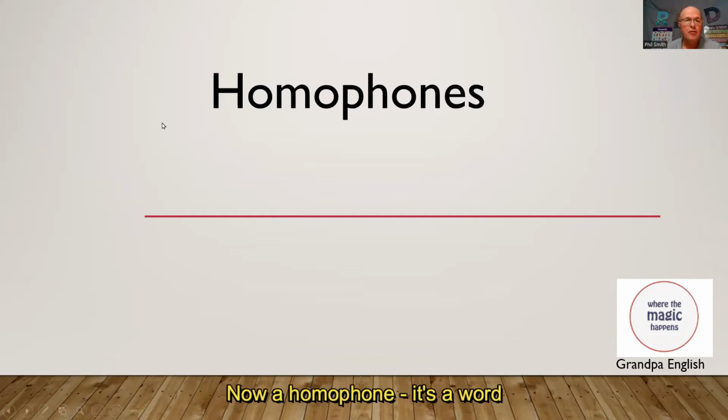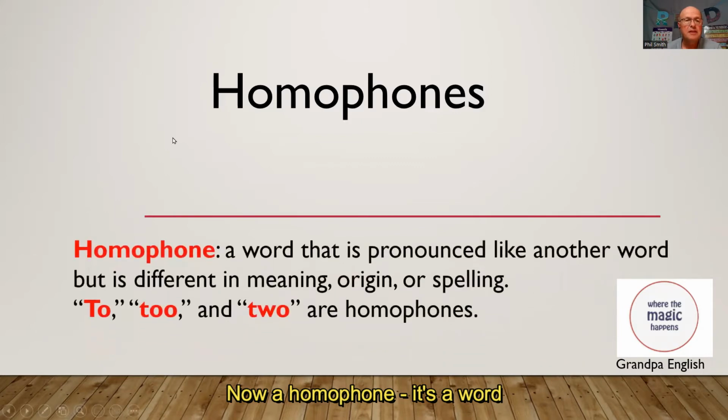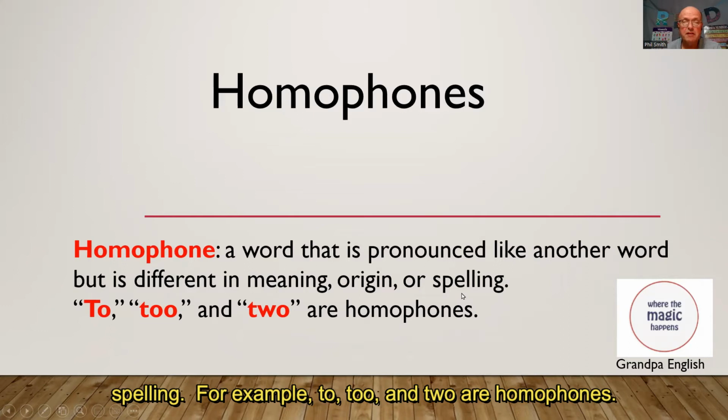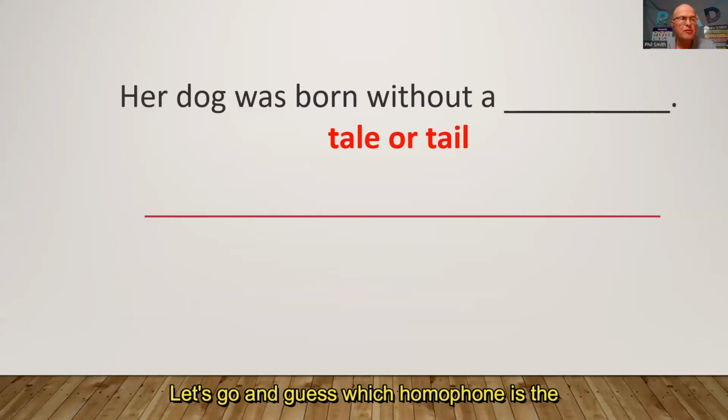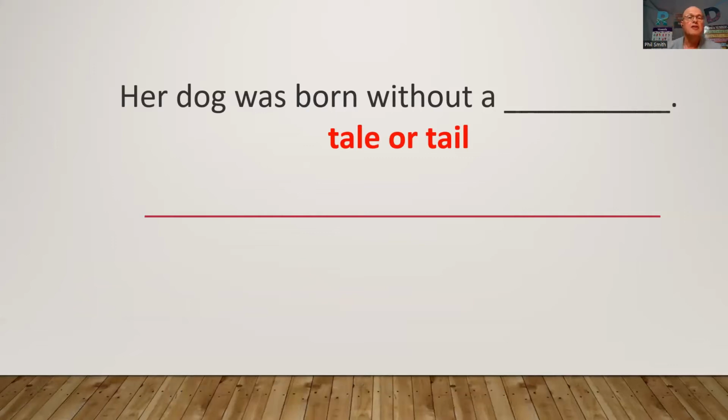Now, a homophone is a word that is pronounced like another word, but is different in meaning, origin, or spelling. For example, to, too, and two are homophones. Let's guess which homophone is the correct one here.